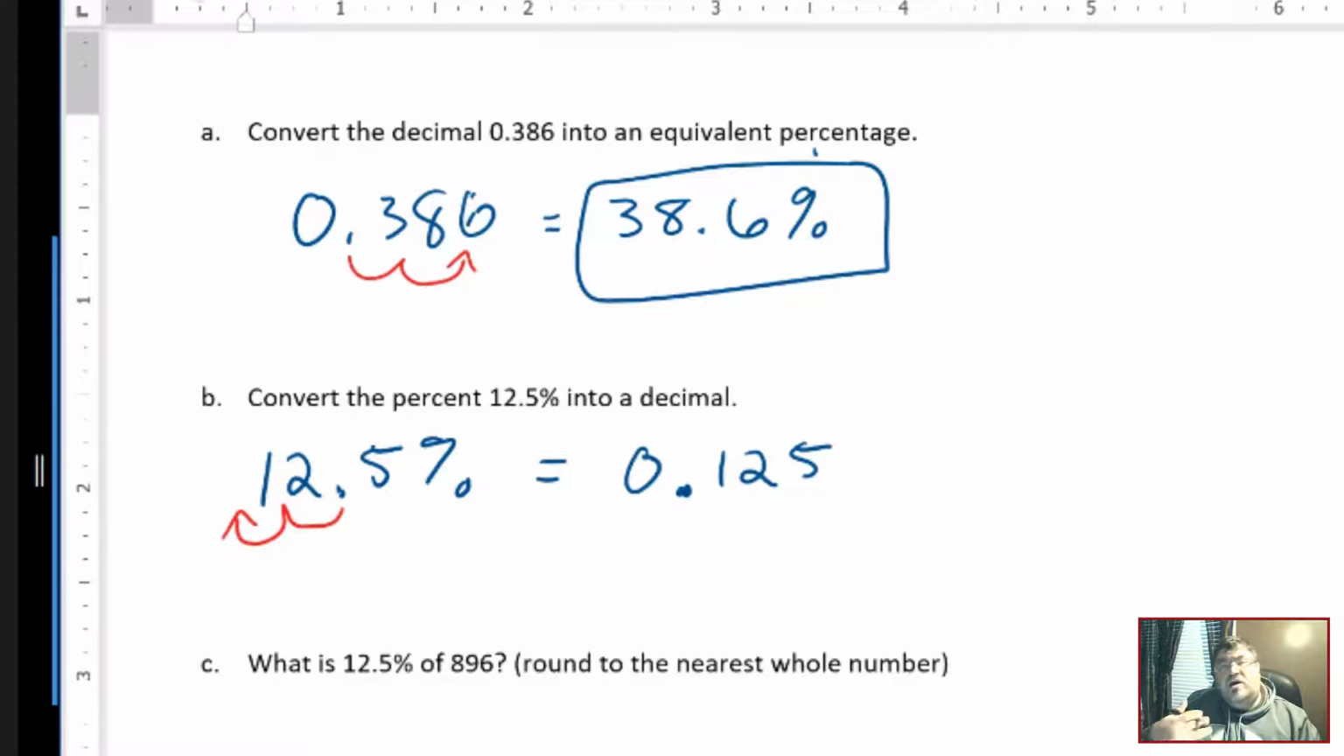and usually I put a placeholder of 0 in front of the decimal. You don't have to, but it is often a good idea just to have it because it looks better as far as the number goes. So that'll be how you convert that to a decimal from a percentage.